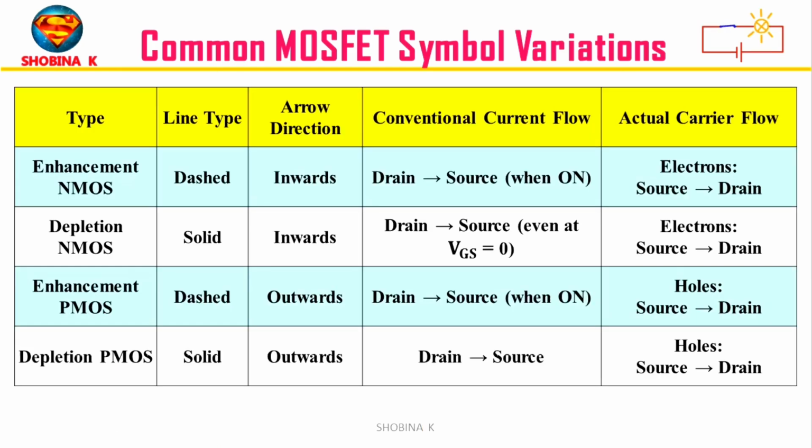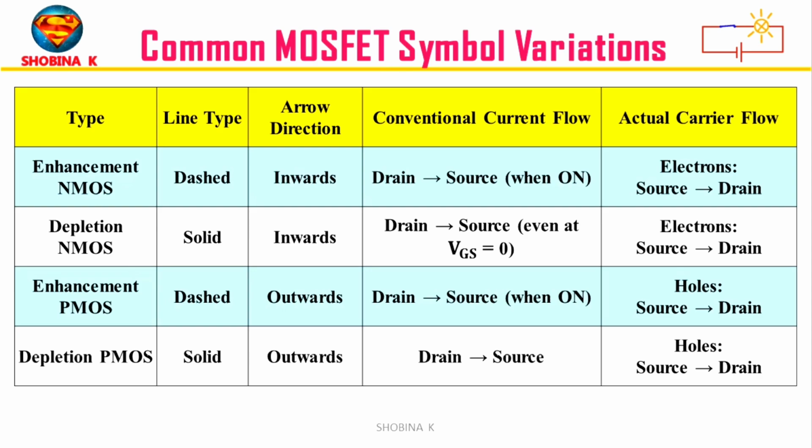For enhancement mode N MOSFET, conventional current flows from drain to source. Electron flow is from source to drain. For enhancement mode P MOSFET, conventional current flows from drain to source. Holes move from source to drain. For depletion mode N MOSFET, conventional current flows from drain to source. Electrons move from source to drain. For depletion mode P MOSFET, conventional current flows from drain to source. Holes move from source to drain.